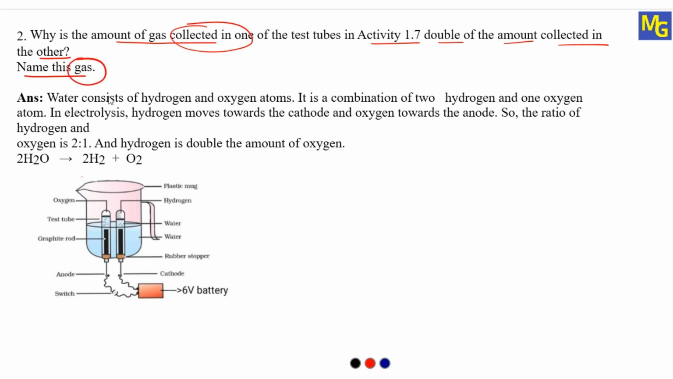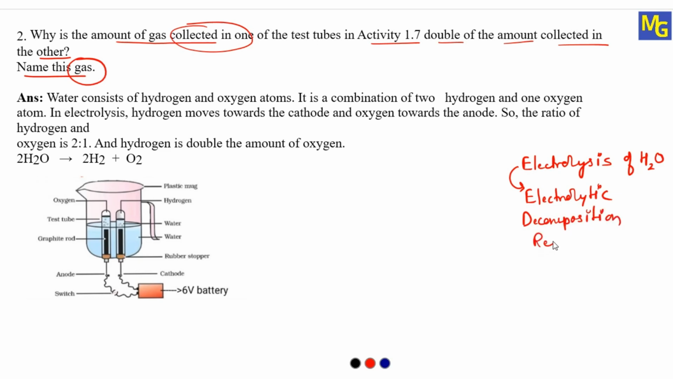So the answer is, actually this question is based on activity 1.7 which is explaining electrolysis of water. And what is this electrolysis of water? It is an example of electrolytic decomposition reaction. Now, what is decomposition reaction?